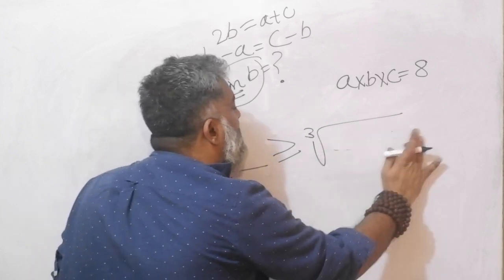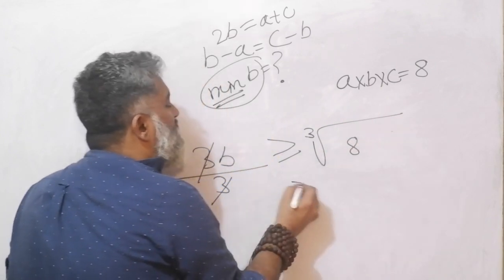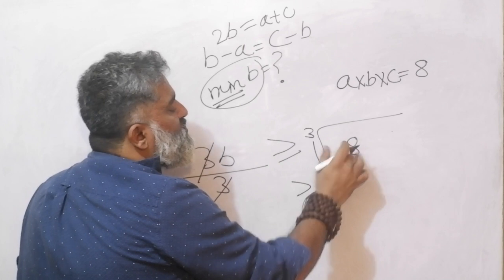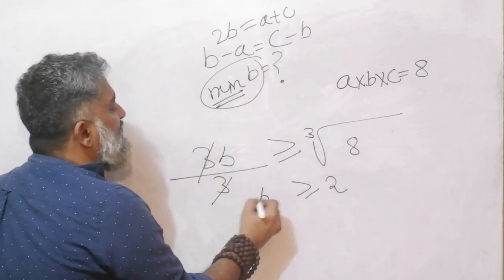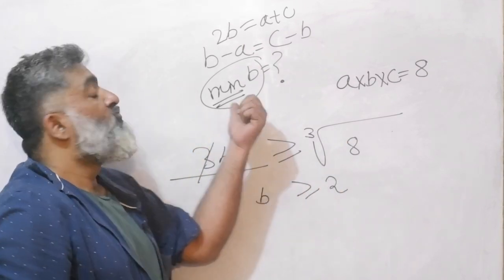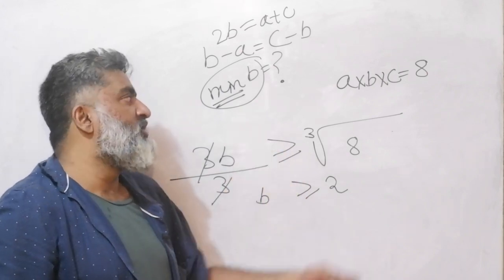What is this product? I know as well, like clockwork, everything figured out. Cube root of 8 is going to be 2. So b is greater than or equal to 2. What is the minimum value of b? It is just going to be 2.